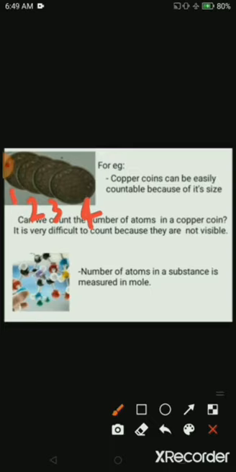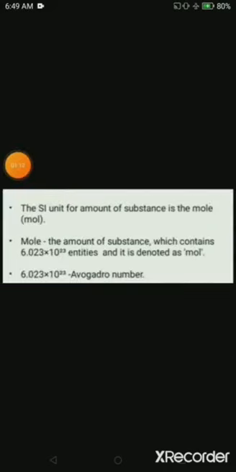The number of atoms or molecules in a substance is measured in mole. It is an SI unit. Mole is defined as the amount of substance which contains 6.023 x 10^23 entities. It is denoted as mol.